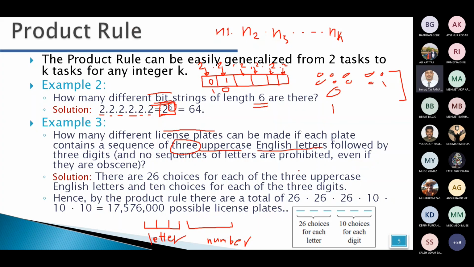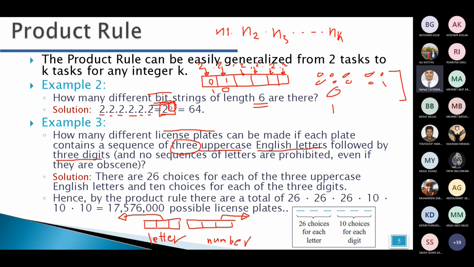Okay, so we have 3 uppercase English letters, and followed by 3 digits, or 3 numbers. Okay, let's think about how to answer this one.